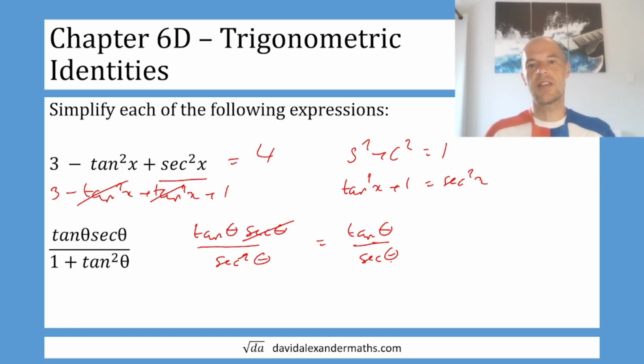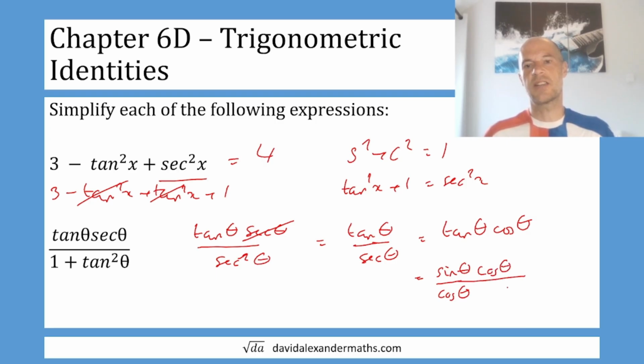Now I'm going to rewrite sec theta. Sec theta as a denominator becomes cos theta as a numerator. So that is tan theta cos theta. And of course tan can be written as sine theta over cos theta. And that other cos theta will be a numerator there. And they can both cancel. So all of that will simply simplify down to sine theta.